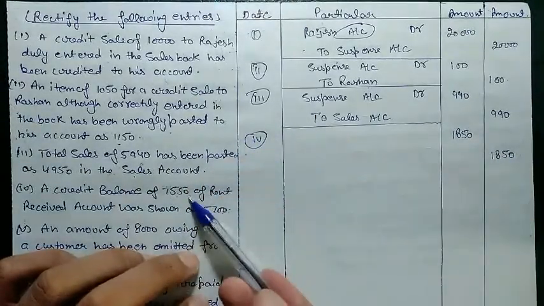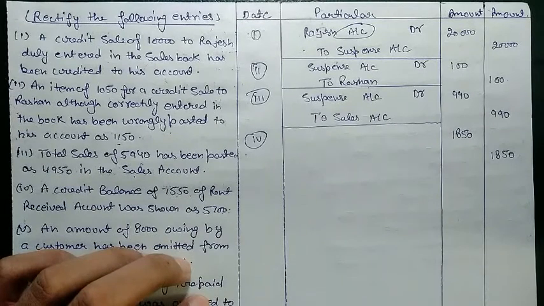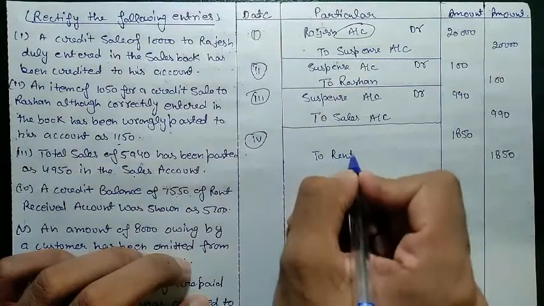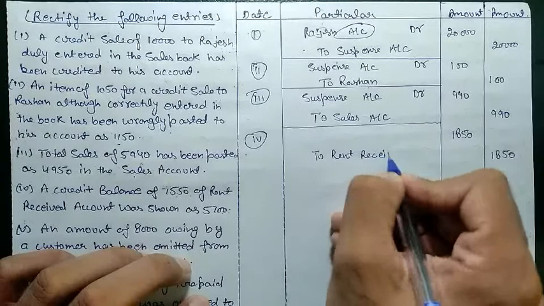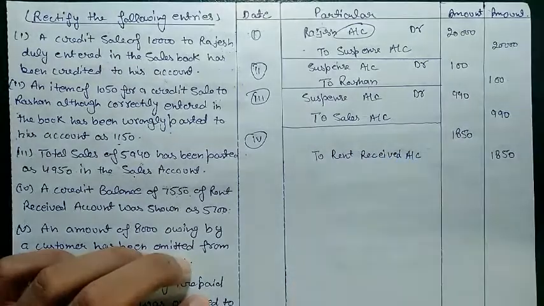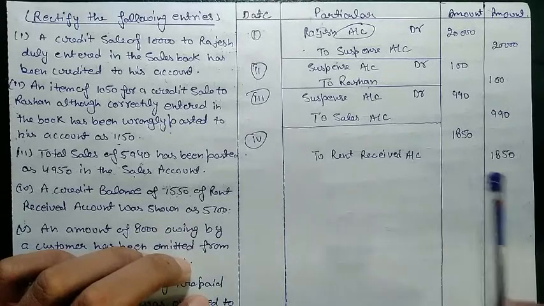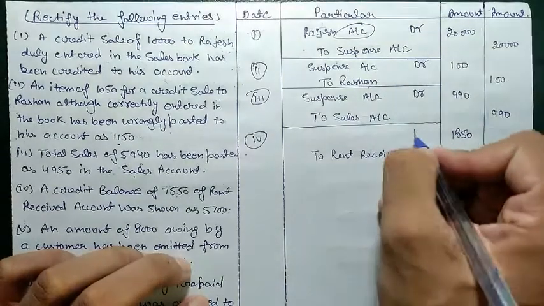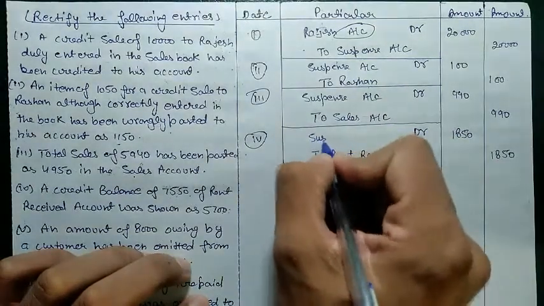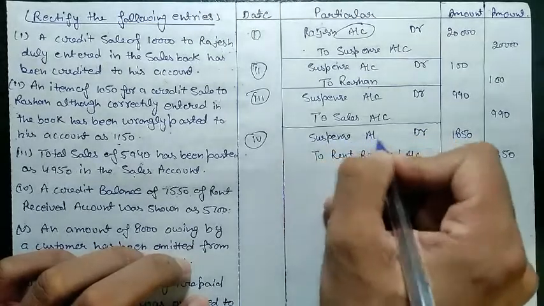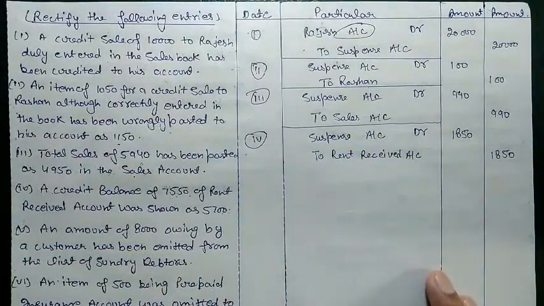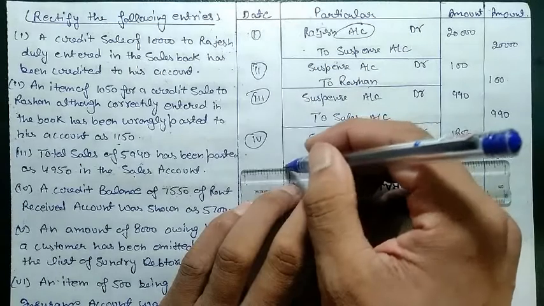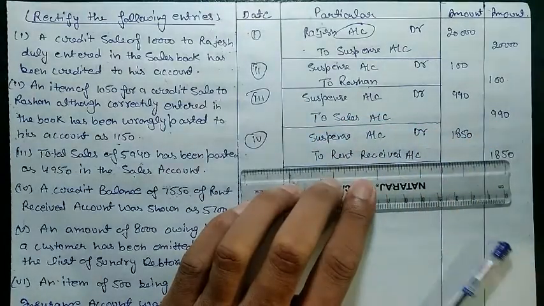First thing is, we have credited less than the actual amount, so we will credit the rent received account. Now we are crediting the rent received account by the 1850, but whom we will debit? As we know, we will always debit the suspense account, because one account we already have in which we made a mistake, but for correcting that mistake we need to open another account, and we open the suspense account for correcting our mistake.